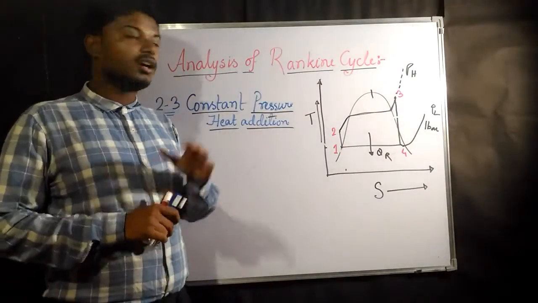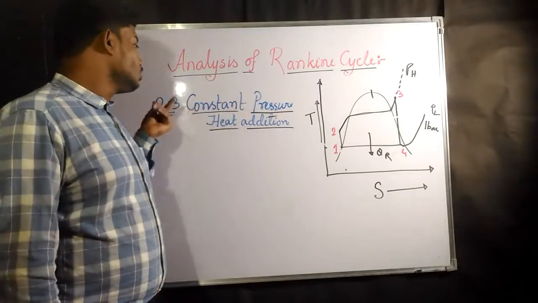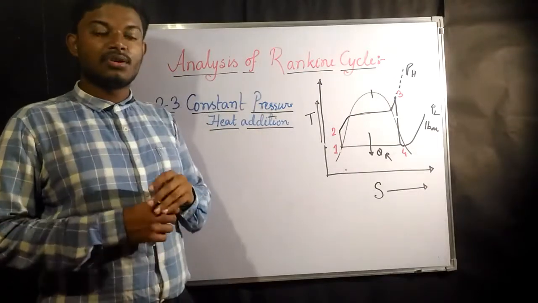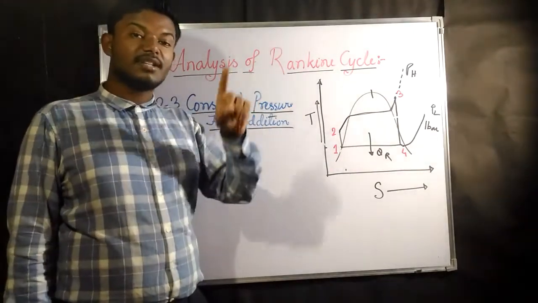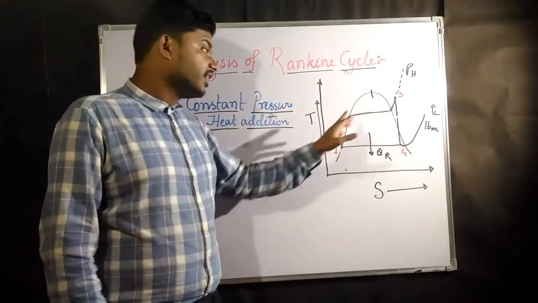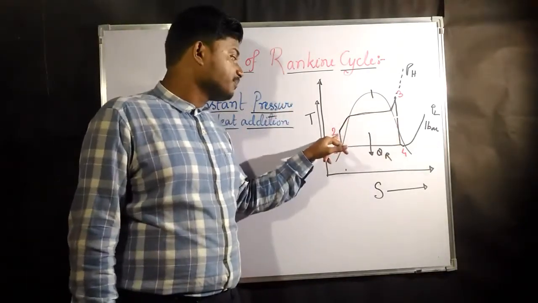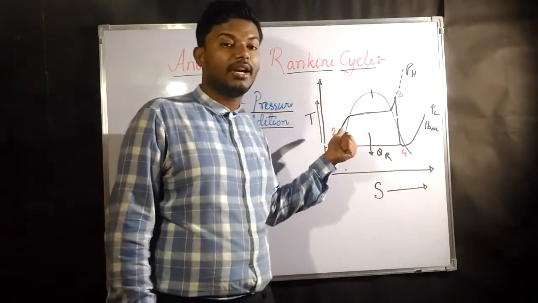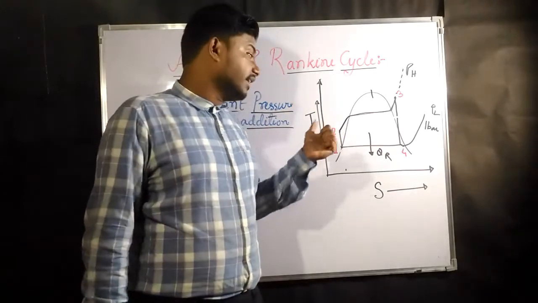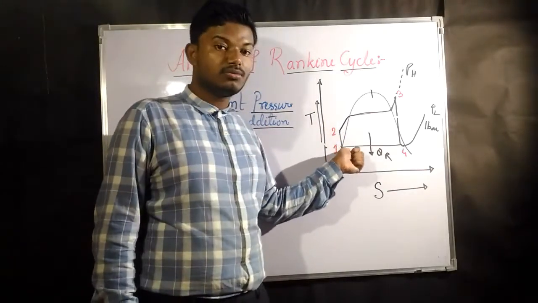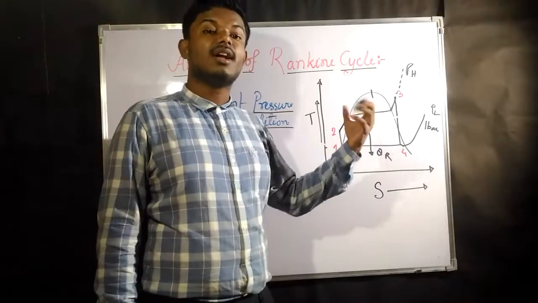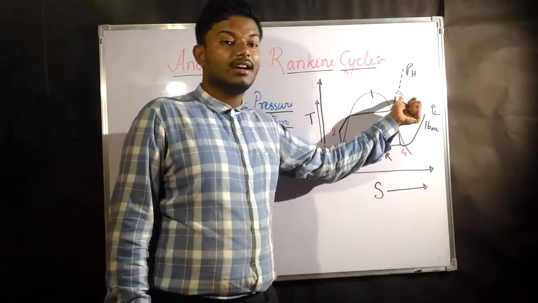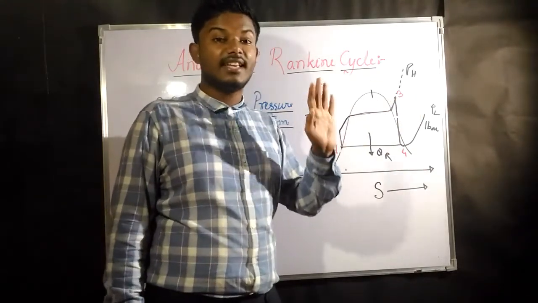The next process we are going to analyze is nothing but 2-3. Okay, 2-3 is what? 2-3 is nothing but the constant pressure heat addition process. Now before the heat addition, the enthalpy of the substance which has been moving around the different machine parts was the enthalpy at point 2. How have we found out the enthalpy at point 2? It is nothing but enthalpy at point 1 plus the work done by the pump will give us the enthalpy at point 2.